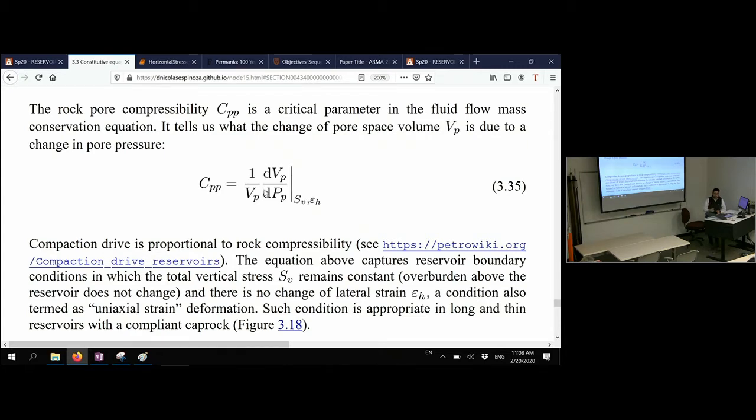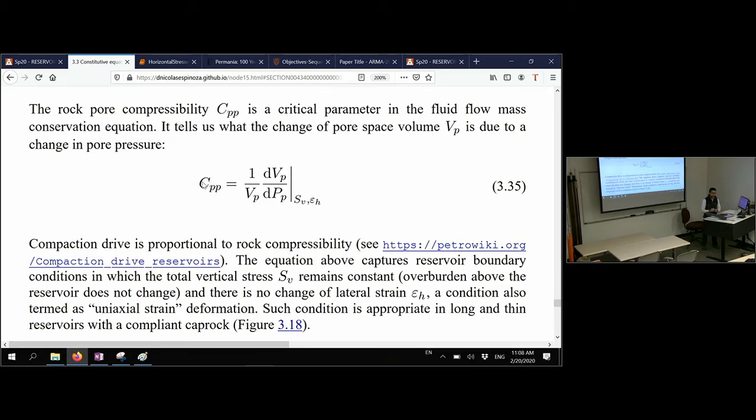And as we said before, if you lower the pore pressure in a formation, you would expect the porosity to get what? Smaller or bigger? Any suggestion? So we keep everything the same. You lower the pore pressure, porosity would what? Will get lower, right? And how much lower it gets will depend on this pore compressibility.